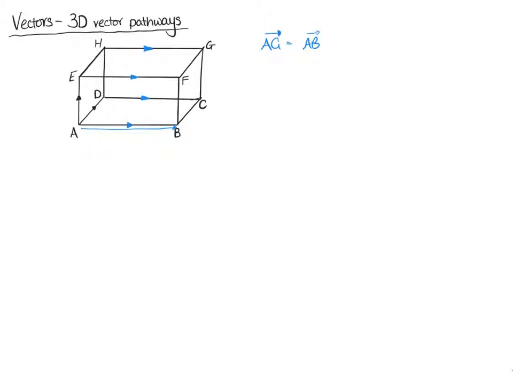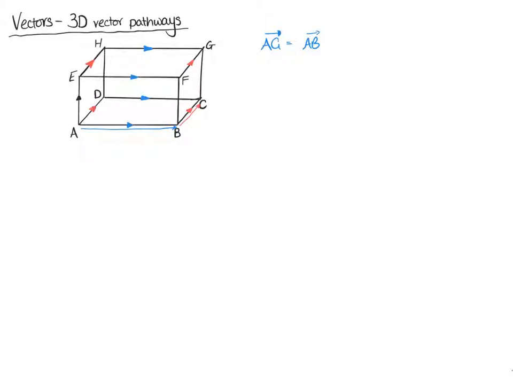Right, so then if we keep following, we're probably going to want to go from B to C along there. So this vector here, which other vector have we got in our diagram that's the same? Well, that's A to D. But we've also got F to G and E to H.